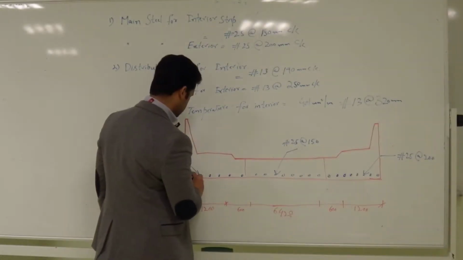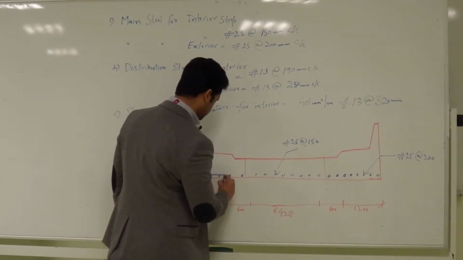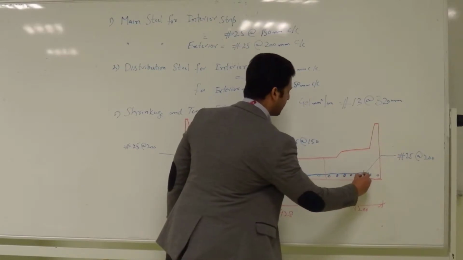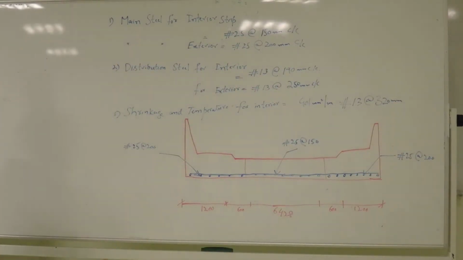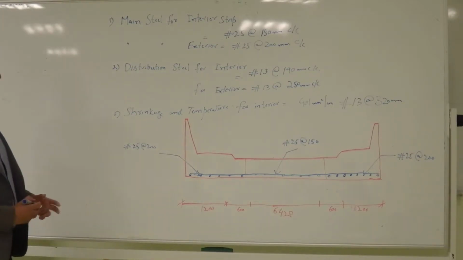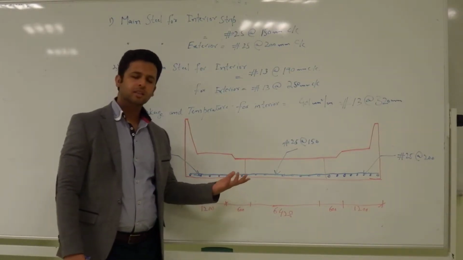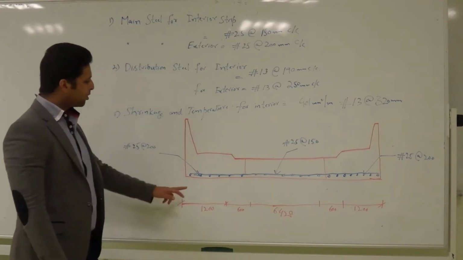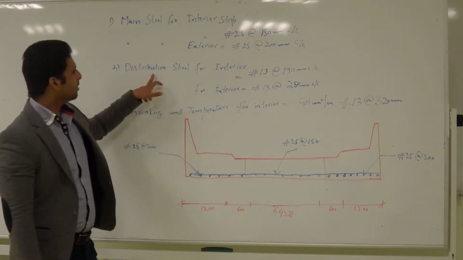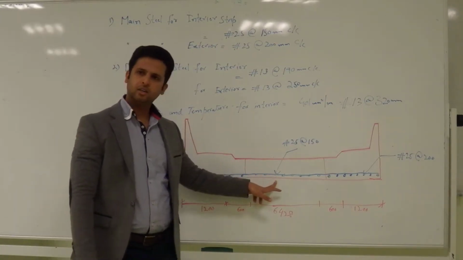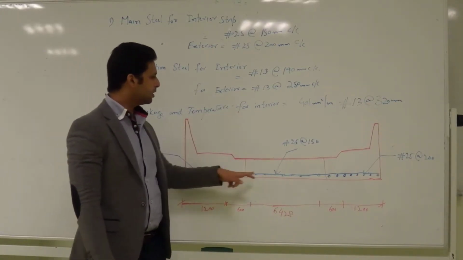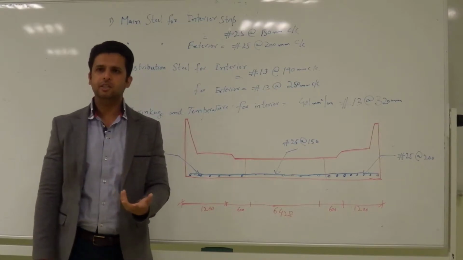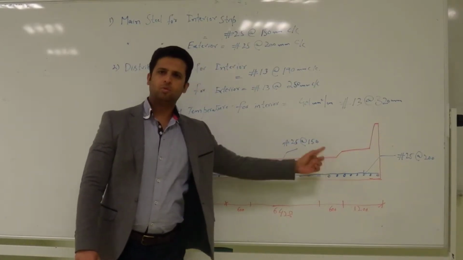Okay, so let's show it. For the distribution steel, listen please, it is an important point. It is a practical point, or the detailing point of view of your bridge. For the distribution steel, if you see, we have number 13 at 190 for interior and number 13 at 250 for exterior. So if you do that, you are going to make 3 gauges: 1, 2 and 3.